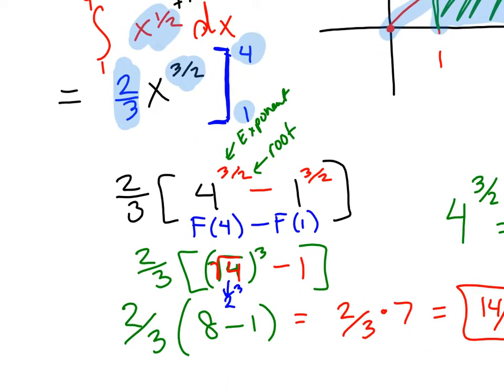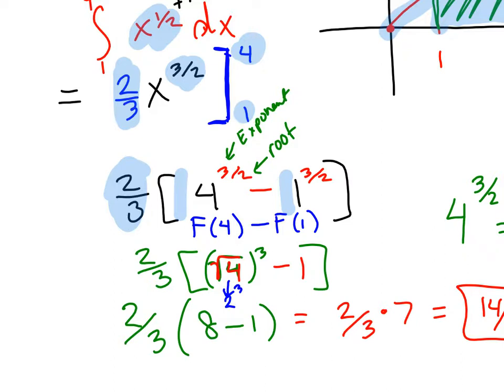So plug in the 4 first. So we're gonna have 2/3 for both cases, so let's just factor that out. What I mean by that is what would have been in here is 2/3 times 4 to the 3/2, and then 2/3 times 1 to the 3/2. Given that 2/3 is happening on both, we can just factor it out to make things easier.